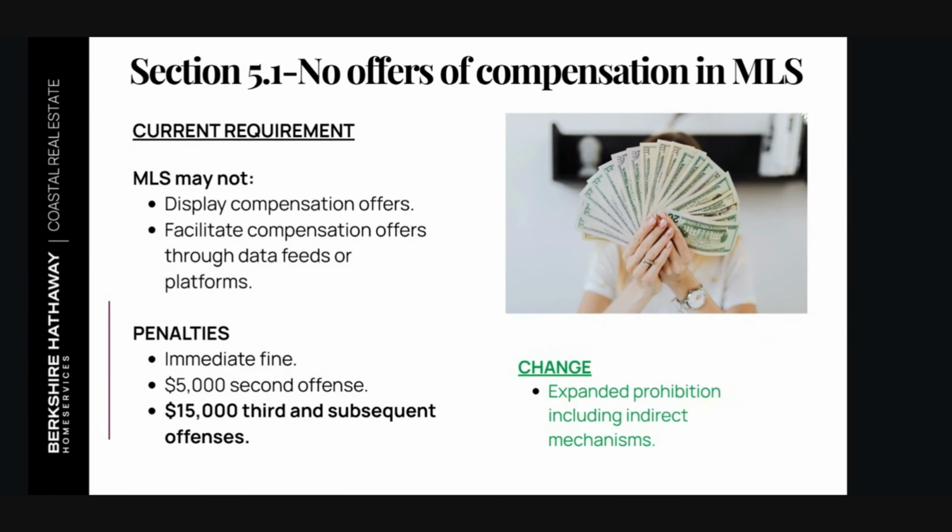So the change in this section expanded the prohibition to include indirect mechanisms. In other words, compensation can't be communicated through alternative MLS fields, data feeds, or systems that are connected to MLS data. Again, the intent is to keep compensation negotiations outside of MLS entirely and ensure that the MLS functions strictly as a property information and cooperation platform, not a compensation marketplace.